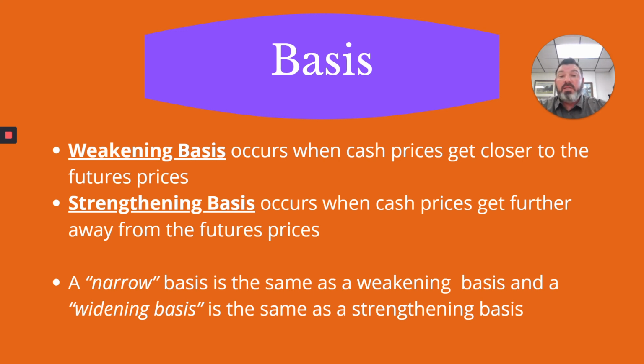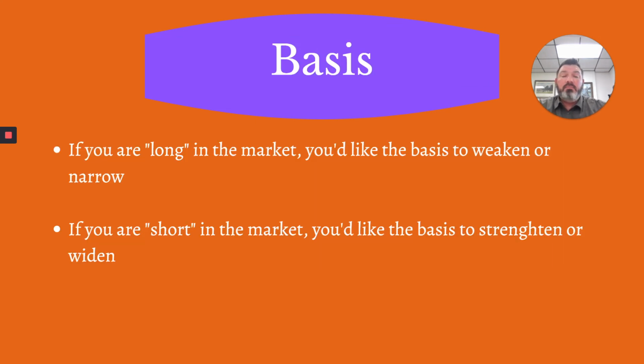A strengthening basis occurs when the cash price goes the opposite direction, and you see a wider spread away from the futures price. So you'll call that also narrowing, same as weakening, or widening, the same as strengthening. I mention those because occasionally you'll hear market analysts talk in one way or another and use some of that different lingo. It's nice to know what the heck they're talking about whenever you're trying to listen to an expert, help guide you and give you some advice.